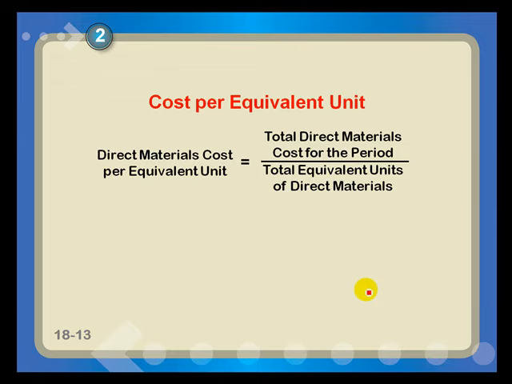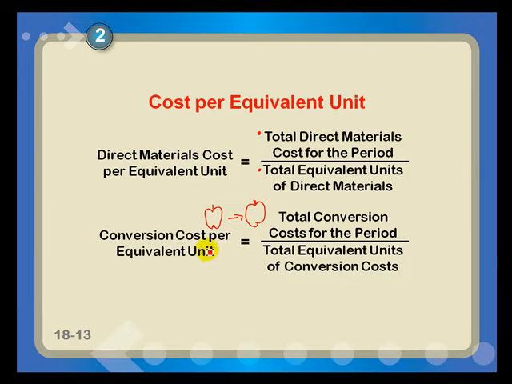All right. Cost per equivalent unit. Let's take a look at the formula. Basically, direct material cost per equivalent unit is equal to your total direct material cost for the period divided by the number of equivalent units that you did. This is where we can begin to do the apples to apples comparison. And so let's take a look. Conversion cost per equivalent unit, same formula, basically, just total conversion cost per period divided by total equivalent units. And it's this common base right here that allows us to make comparisons.